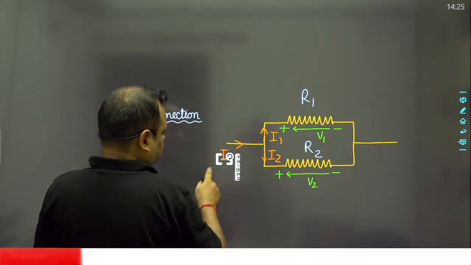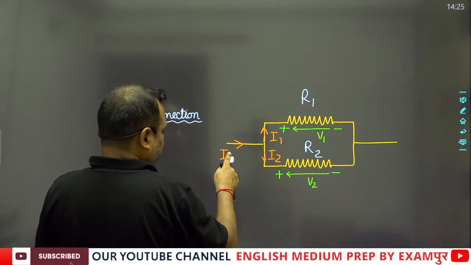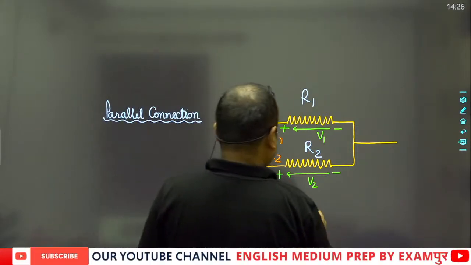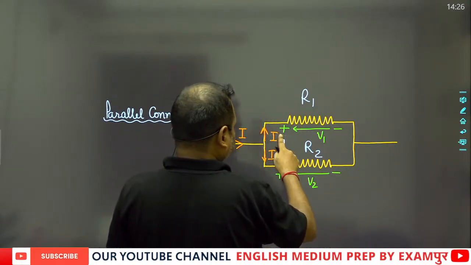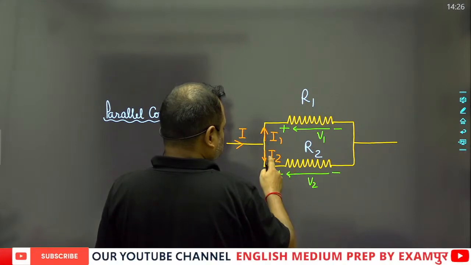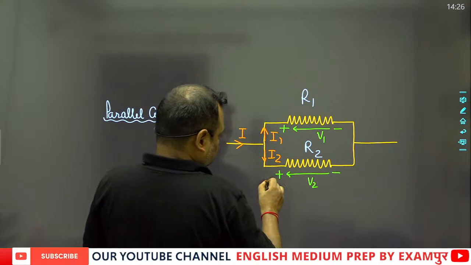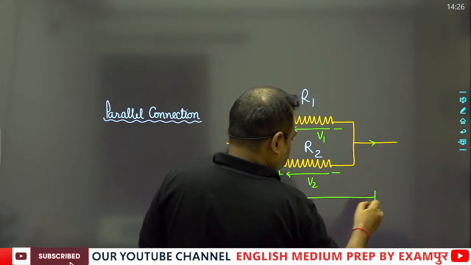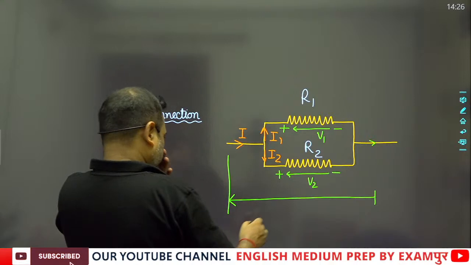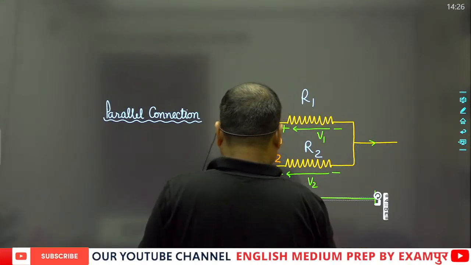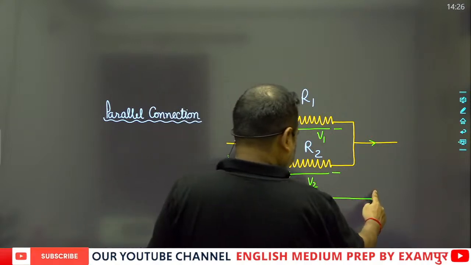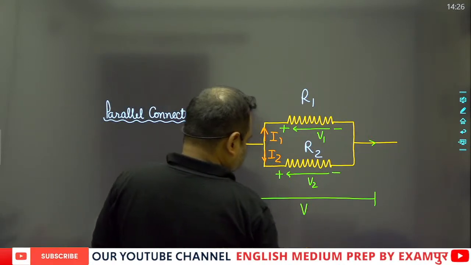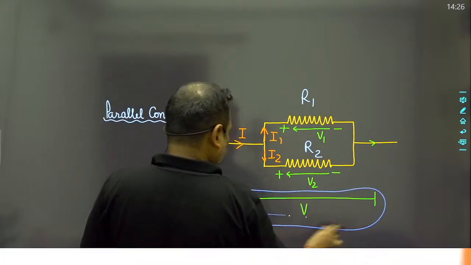Suppose that the net voltage across these two terminals is V. Now the voltage across these two terminals will be V.